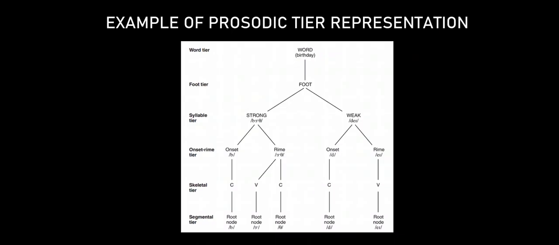Again, to summarize, in the word tier is the word birthday. It has a strong and weak syllable, making a foot. There is a strong and a weak syllable in the syllable tier, and each syllable splits into an onset and a rhyme. Finally, the skeletal tier is shown where the individual speech sounds are represented as either a vowel or a consonant.